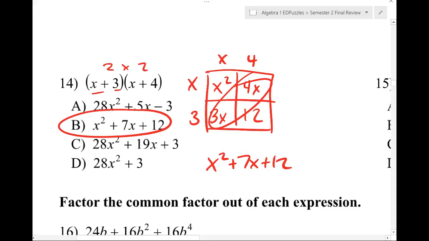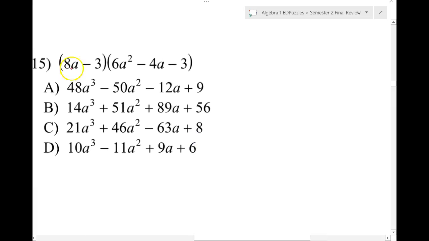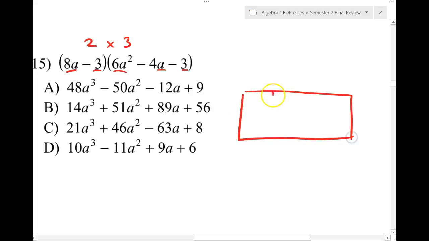And again, you could have just recognized, okay, the first term is x squared, and B is the only one that has x squared. Okay. Now this one. Here I have 2 terms, and then I have 3 terms. So this would be a 2 by 3 box. Okay, so now make my 2 by 3 box.